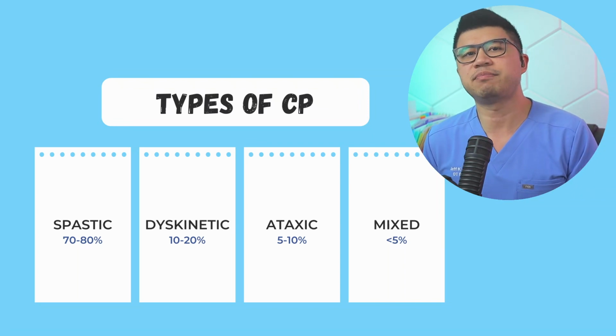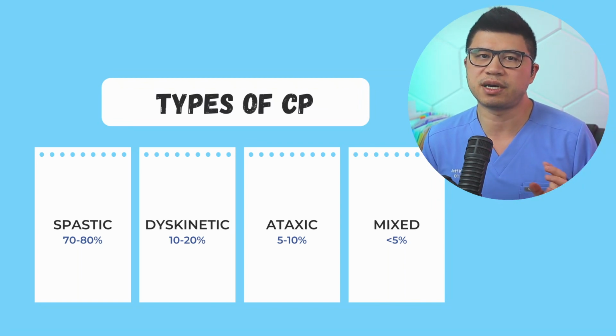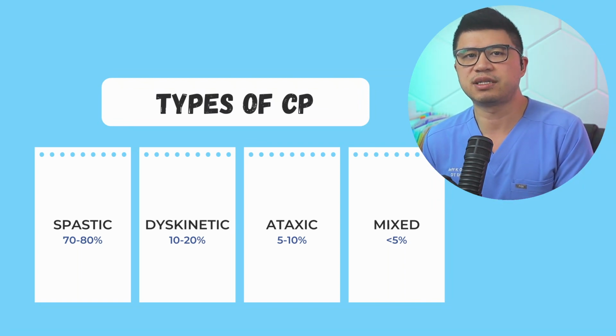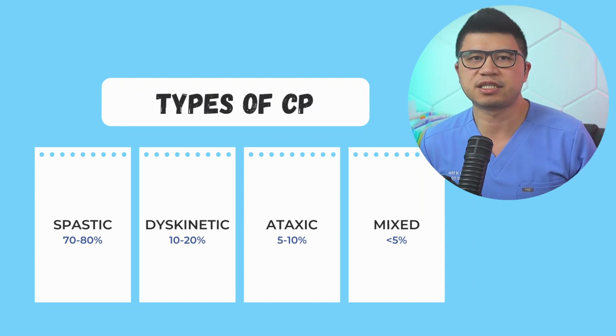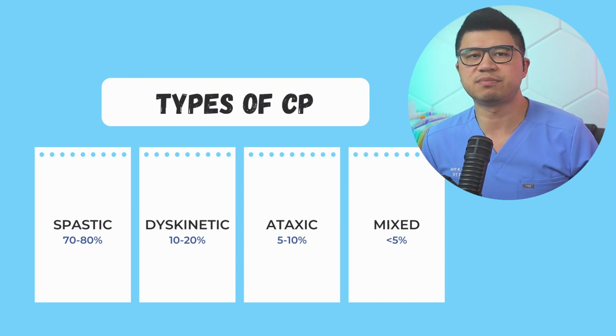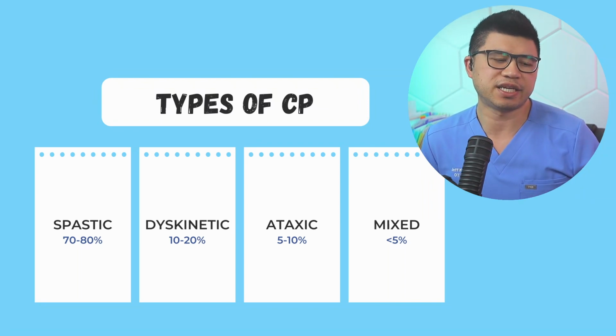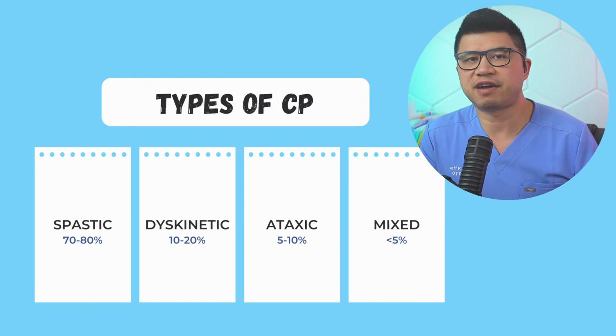Last, the mixed type of CP results in a combination of symptoms from more than one type of CP in the categories that we mentioned earlier. For example, a common type of mixed CP is spastic dyskinetic CP. Overall, the prevalence is approximately 70 to 80% spastic type, 10 to 20% athetoid dyskinetic, 5 to 10% ataxic, and mixed the rest.